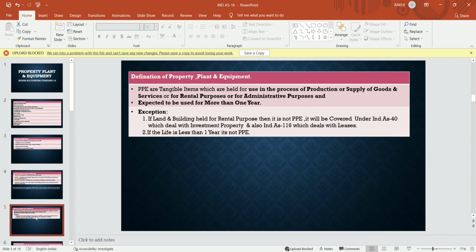So these land and building are not recognized under Ind AS 16 as property, plant and equipment. And if the life of the asset is less than 1 year, it will not be treated as property, plant and equipment. There are two exceptions. One is if the land and building is held for renting purpose, then it will be treated as investment property, and there is a separate standard for that under Ind AS 40. And there is another, if the useful life of the asset is less than 1 year, then it will not be treated as property, plant and equipment.